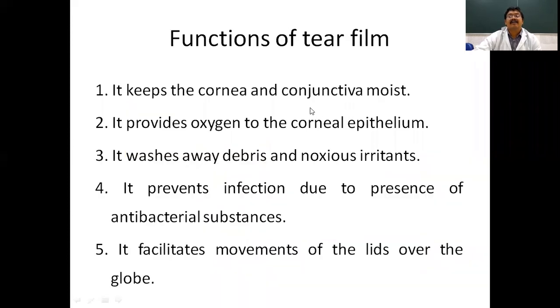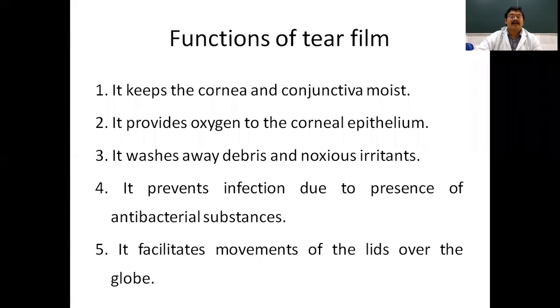The functions of the tear film: it keeps the cornea and the conjunctiva moist, and it removes the substances that fall into the conjunctival sac and removes foreign body materials by washing. Whenever you get a foreign body, it will cause lacrimation, and this causes a washing effect. And it provides oxygen to the corneal epithelium. It washes away the debris and the noxious irritants.